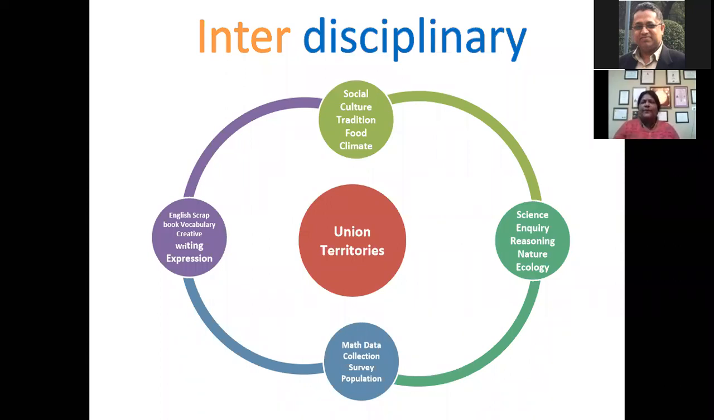In English, you can prepare a scrapbook, and there are so many vocabulary words that will come in. You can give creative writing, you can give just a picture of that place, any kind of picture. I'll just show you what picture reading is all about. Just one picture, and children can go on talking about that place. So it is about language. Children are developing their language skill, creative language expression, vocabulary, scrapbook. So one particular social studies topic you are taking, and you are connecting with all the other subjects.